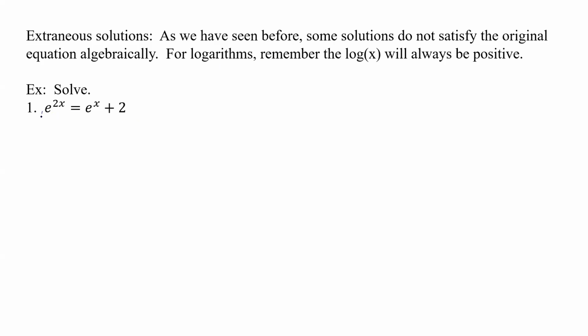So looking at this, what we have to do is get everything on one side, then factor it, and then set each of those factors equal to 0 and solve. So what I'm going to do is subtract e to the x, subtract 2, and that gives me e to the 2x minus e to the x minus 2 equals 0. Okay. Now what we can think of this as is x squared minus x minus 2 equals 0.